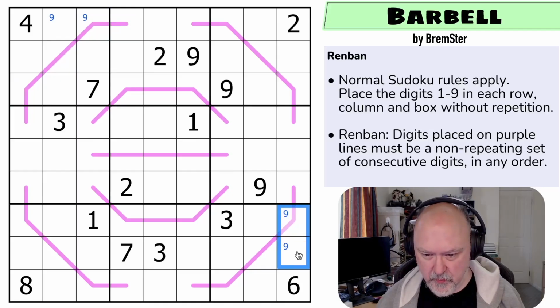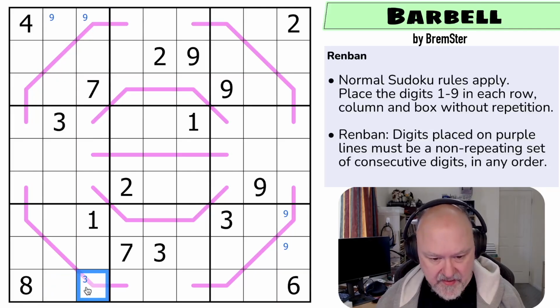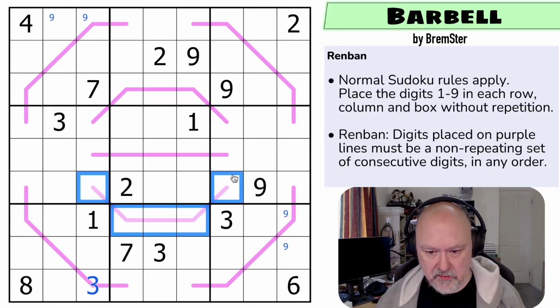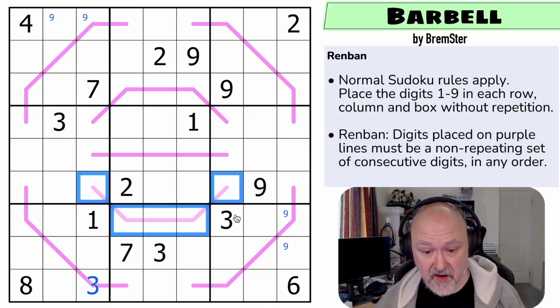9 is also in one of those two. 3 is in one. 3 is right there. So there is a 3 on this line. So there must be a 4 and a 5 on this line, because first of all, these are all 5-cell long lines, so they all must contain a 5, but I can't see much to do with that.